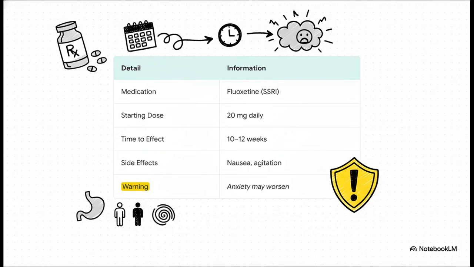When you talk about medication, you've got to be specific. For fluoxetine, which is first line, you need to mention the starting dose, the fact that it can take 10 to 12 weeks to see the full effect, and the common side effects. And here's the critical part. You must warn the patient that their anxiety might actually feel worse for the first week or two. Managing that expectation is vital if they're going to stick with it.